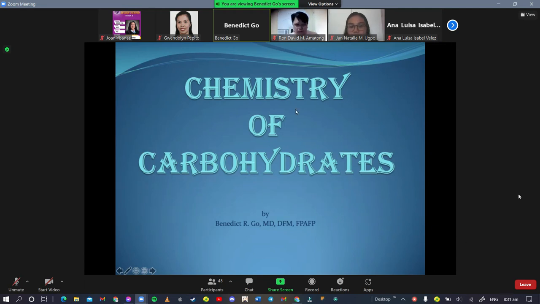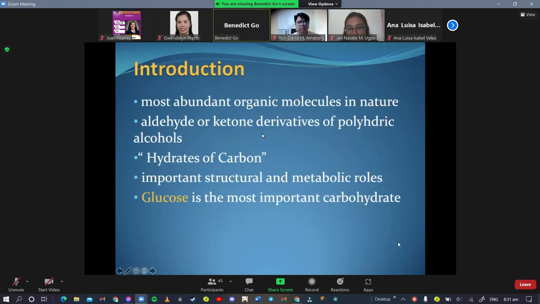So, the chemistry of carbohydrates. Now, carbohydrates are the most abundant organic molecules in nature. They are aldehyde or ketone derivatives of polyhydric alcohols. Therefore, they're referred to as hydrates of carbon. And they play important structural and metabolic roles. And as you will notice this morning, glucose is going to be the most important carbohydrate in terms of discussion.